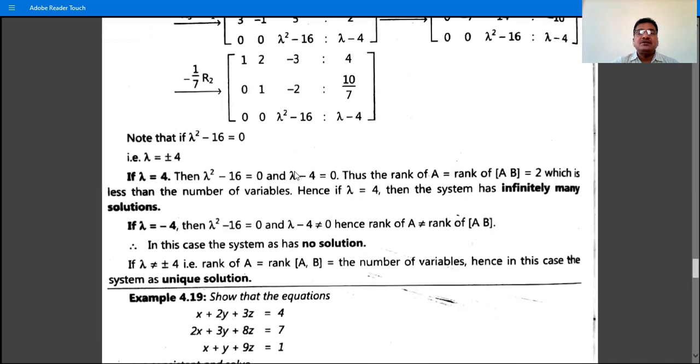If lambda is minus 4, then what happens? Lambda square minus 16 is 0, but lambda minus 4 is minus 8. It is not equal to 0.